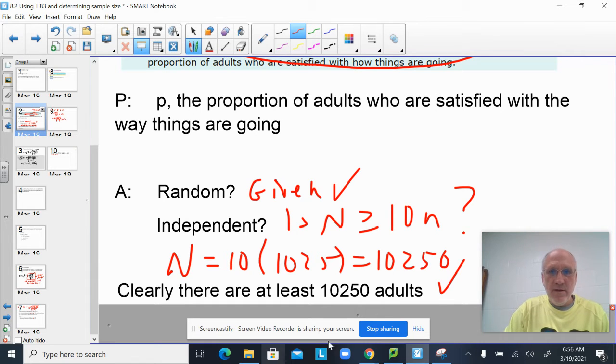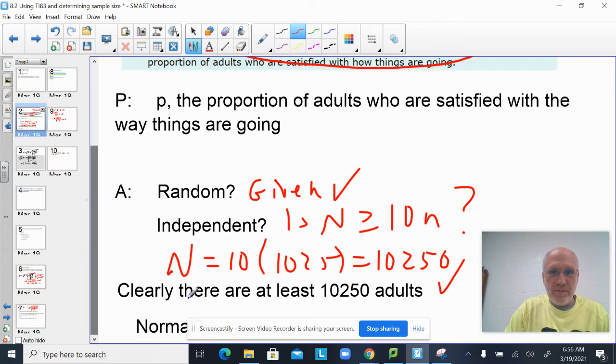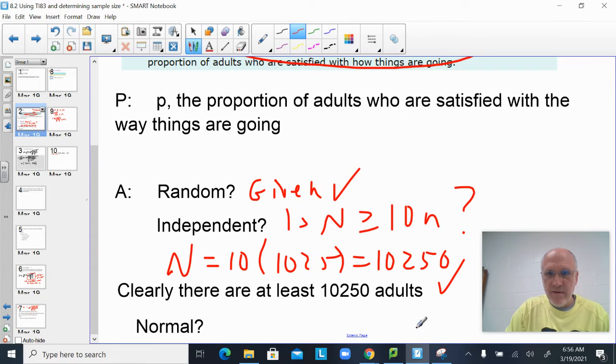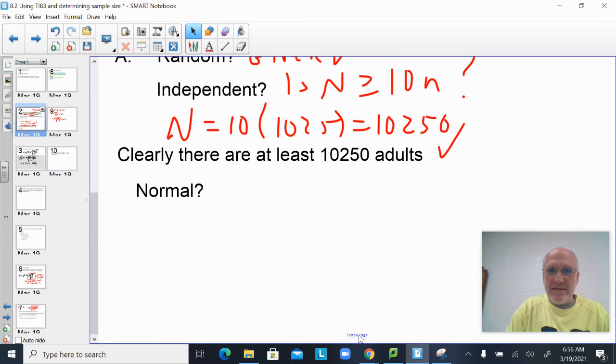Check, it's independent. The next condition we have to check is, is it normal? And I should have, let me hide this and let me extend this. And remember, those are the conditions you have to know to check.